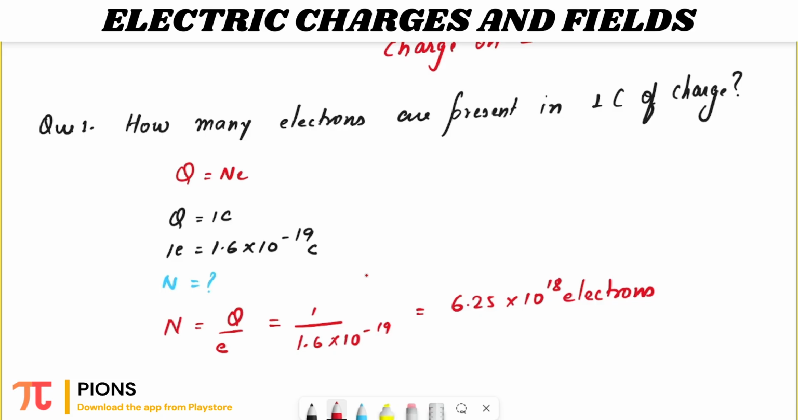Or you can think of it this way: it is the number of electrons, so how can it be negative? Charge on electrons can be negative, but the number of people or number of chocolates can't be negative. So 6.25 × 10^18 electrons are transferred when 1 coulomb of charge is transferred from one end of the wire to another. That's a very crucial value to keep in mind. Clear?